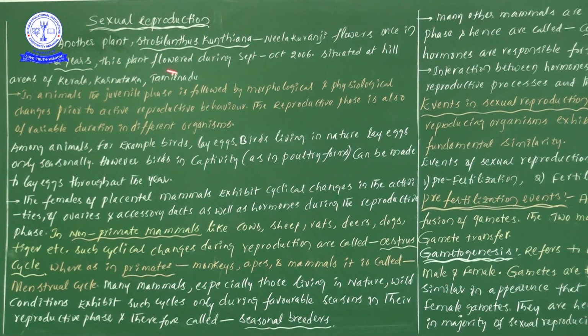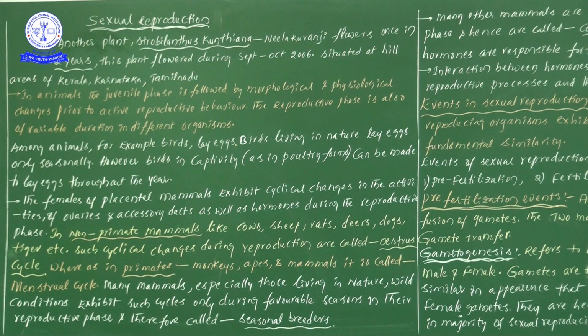Generally, where can we see Strobilanthus kuntiana or Nela KURINJI in large quantities? We can observe these plants more in the hill areas of Kerala, Karnataka and Tamil Nadu. In the border regions of these three states, the location of this plant, Strobilanthus kuntiana, can be seen.